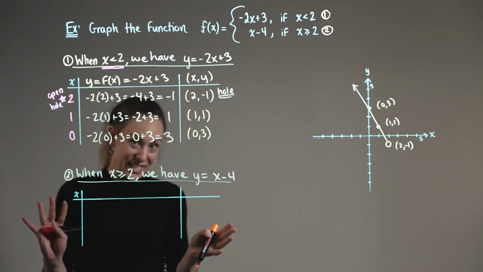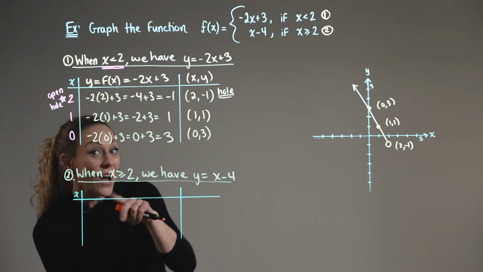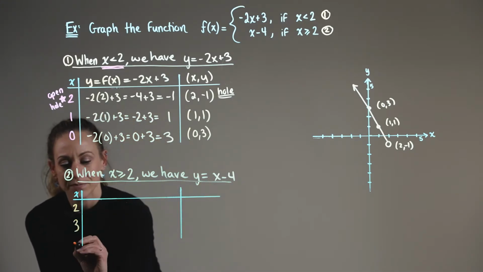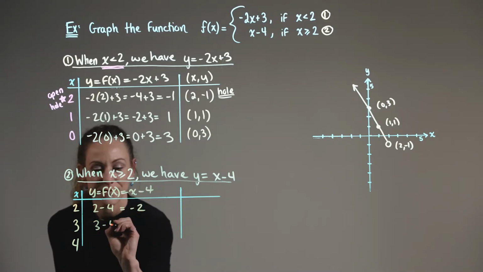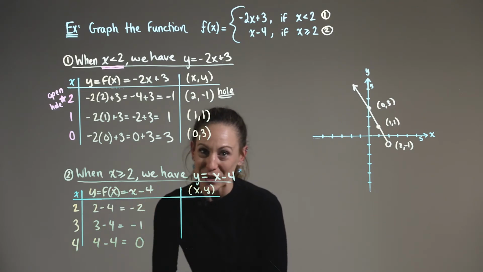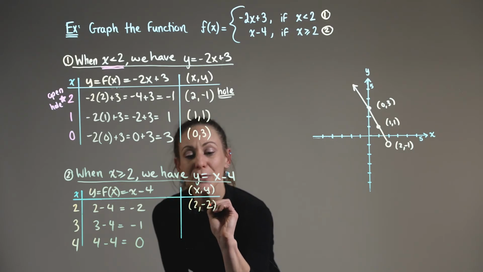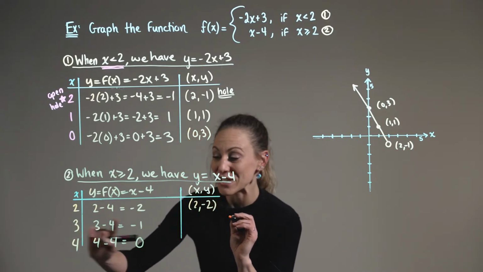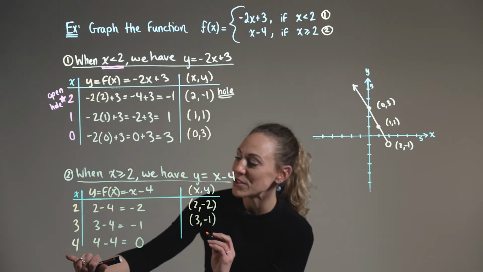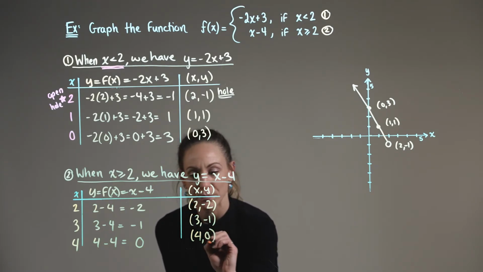Now, we also need to consider case number 2 here. When x is greater than or equal to 2, our function is defined by the equation y is equal to x minus 4. So when we plugged our inputs into the corresponding equation, we found that when x is 2, y is going to be negative 2. We found that when x is 3, y is negative 1. And last but not least, when we substituted 4 into this equation, we found y to be 0.